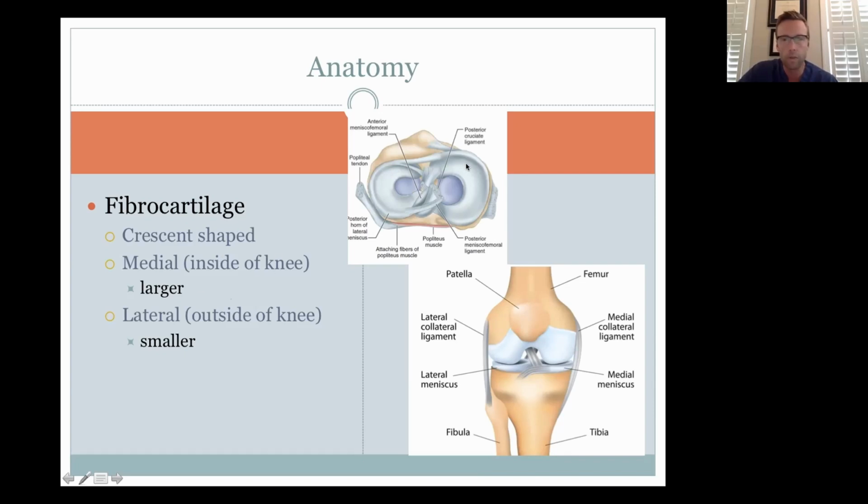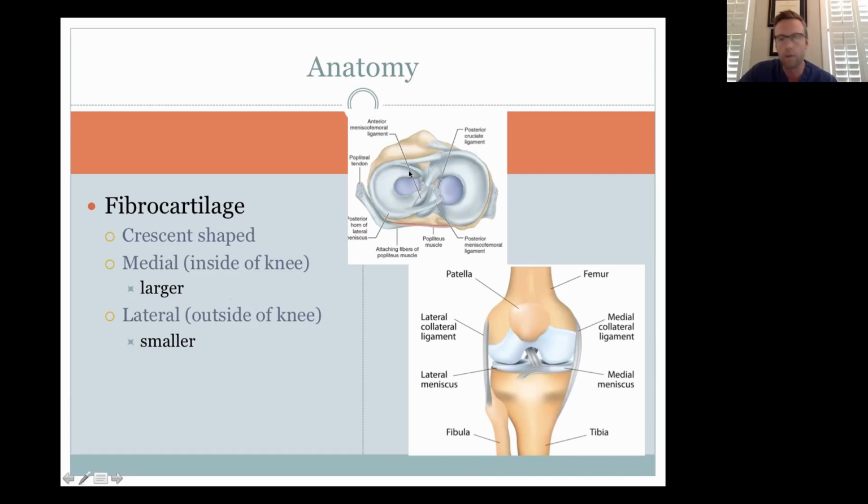And then a little bit more on the meniscus: if you take a look at that top picture, you can see the two menisci. So the top of the picture is the front of the knee. This is the back of the knee. And then you have the outside and the inside, and you're looking down on top of these crescent-shaped or C-shaped structures. And that is your lateral, which is the outside portion of the knee meniscus, and then the medial meniscus.